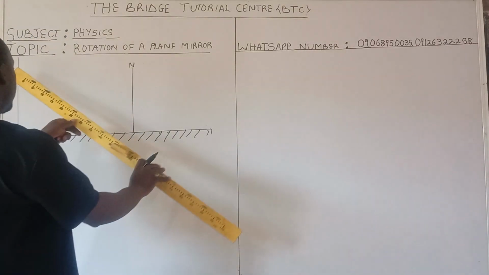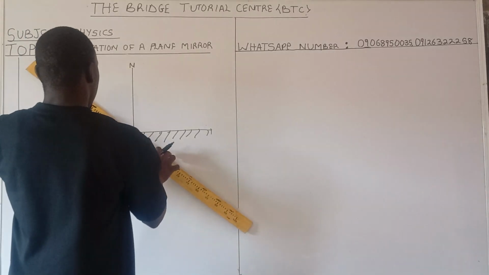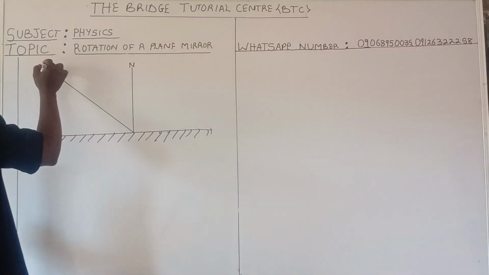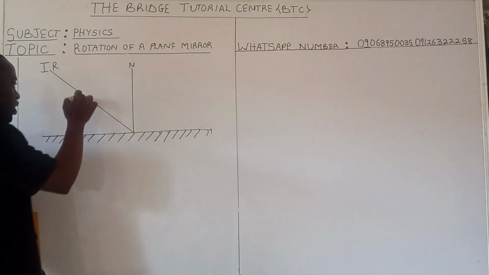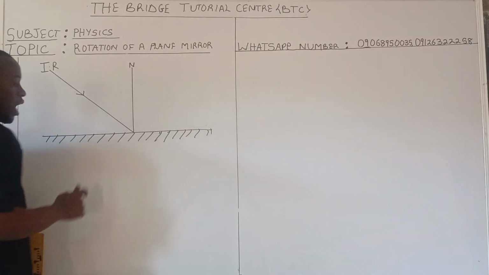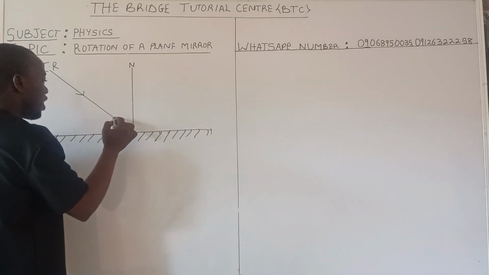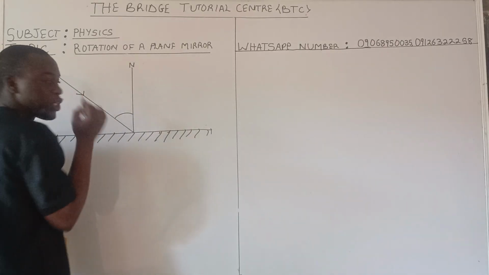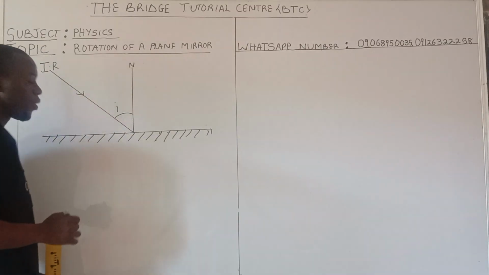So now let's say you have your incident ray coming like this. Don't forget that a ray is just a path for light to travel. So this is our incident ray, and this is the direction. You can see that the incident ray has struck our plane mirror. So let us indicate the angle between the incident ray and the normal. That angle is called the angle of incidence, and it is denoted by I.